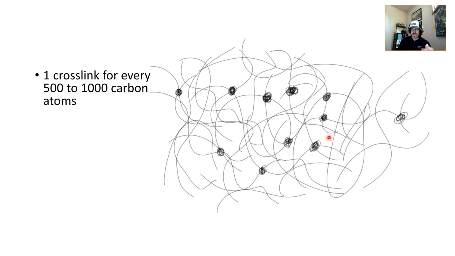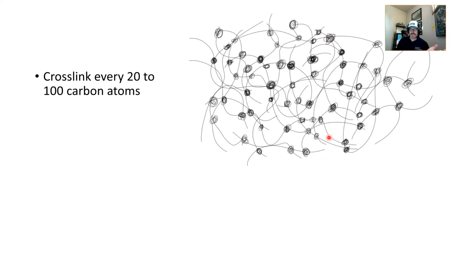So if you look at this material, this is a cross-linked material, and this is rubber, okay? So rubber has one cross-link for every 500 to 1,000 carbon atoms. If we look at this, much more dense, a cross-link every 20 to 100 carbon atoms. And this would be a thermoset, okay? Something really stiff like epoxy, right?